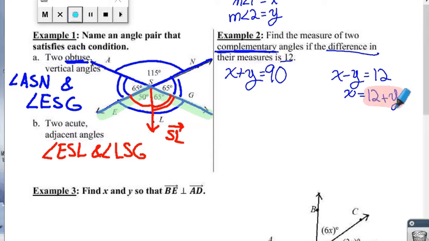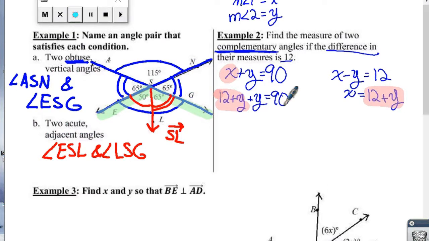And what we can do is put it in place of x in the other equation. So we'll have 12 plus y in place of this x right here, and then bring down this plus y equals 90. Now we have an equation that's all in one variable, and we can solve it.